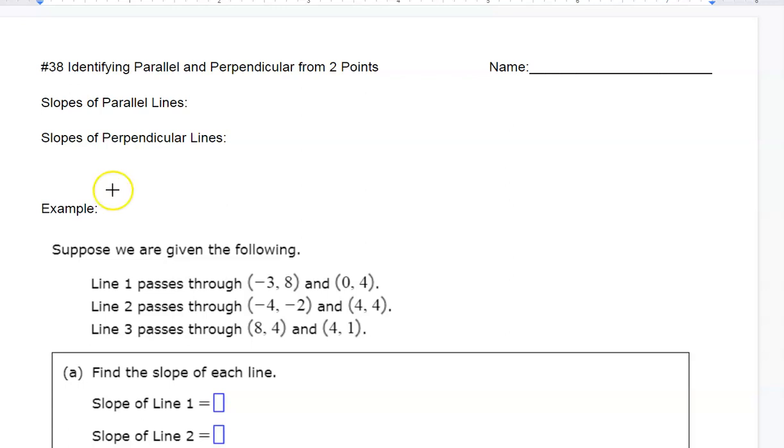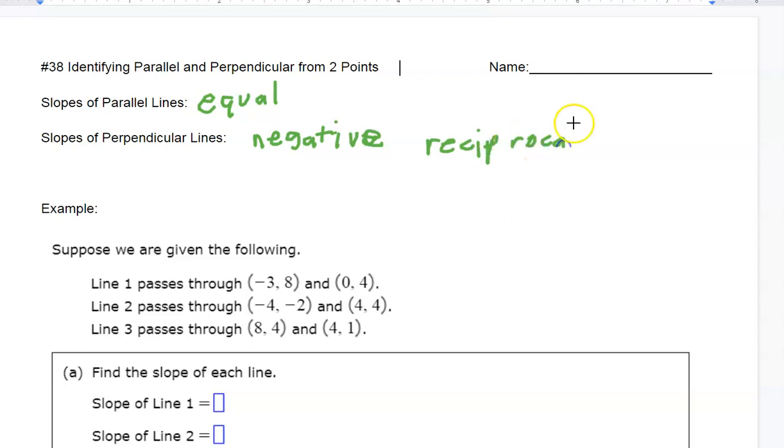So, quick refresher, remember, slopes of parallel lines are equal. Okay, they are going to be exactly the same. And slopes of perpendicular lines are going to be negative reciprocals. So that simply means we change the sign, flip the fraction, okay? These are going to be the exact same. These we change the sign and flip the fraction.